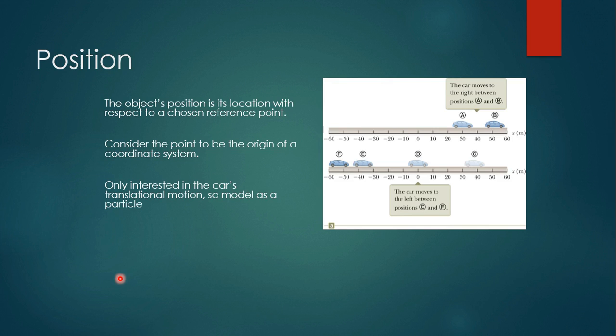Position. The object's position is its location with respect to a chosen reference point. So let's say in this figure we choose 0 to be a reference. If a car moves to 30, we say that it has moved 30, whatever the unit is, in this case it's meters, so 30 meters from 0. So in this case 0 is the reference, we call it the origin. So the position is nothing but its location with respect to a chosen reference point.